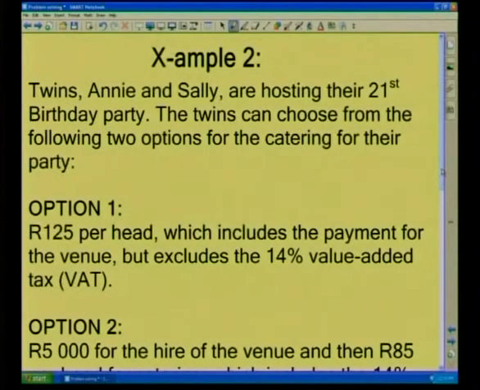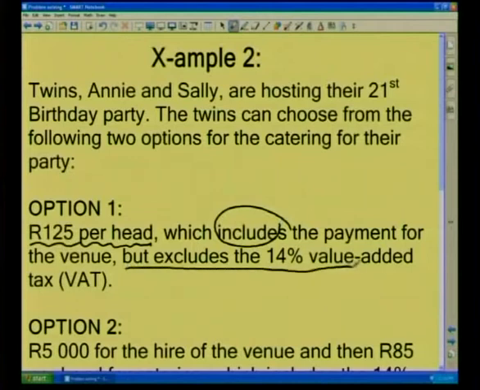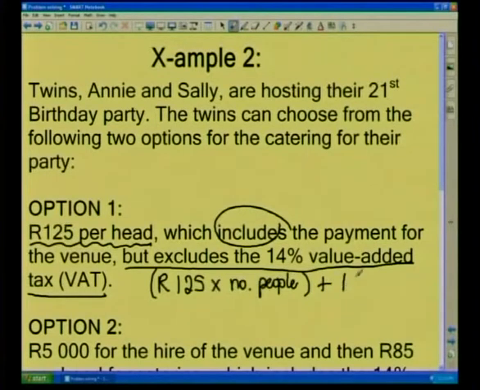Example 2. Twins Annie and Sally are hosting their 21st birthday party. The twins can choose from the following 2 options for the catering for their party. Option 1, they pay 125 Rand per head, which means per person, which includes the payments for the venue, but excludes the 14% value added tax, which is VAT. So in order to work this one out, you would need to say 125 Rand times the number of people, and then you need to take your answer and add on the 14% VAT.